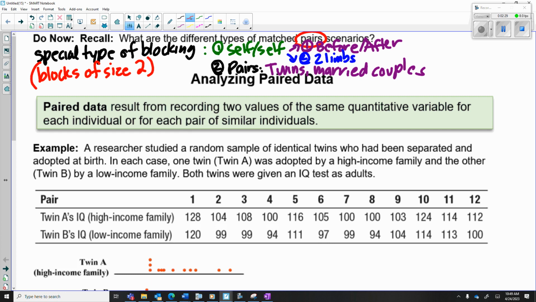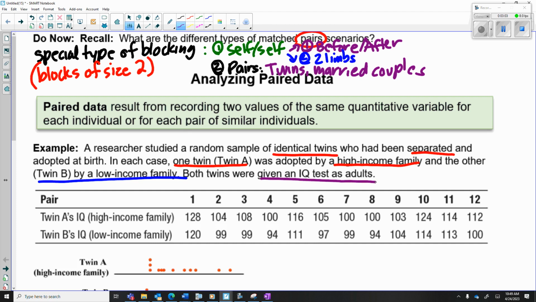All right. So now we're going to actually talk about how we can analyze this data with respect to inference. So here is the example. We have twins, okay? And it turns out these twins were separated at birth. So they are identical twins. So they should be pretty alike, right? And since they separated them at birth, they went to 2 different families. The one twin, twin A, went to the high income family, and the other twin, twin B, went to the low income family. And then they were given an IQ test as adults, and they compared the twins to each other.